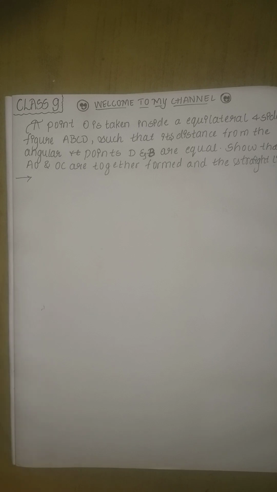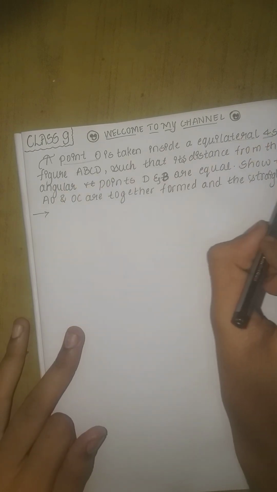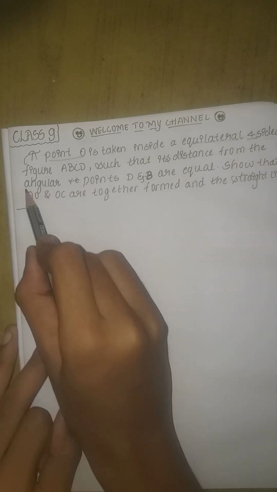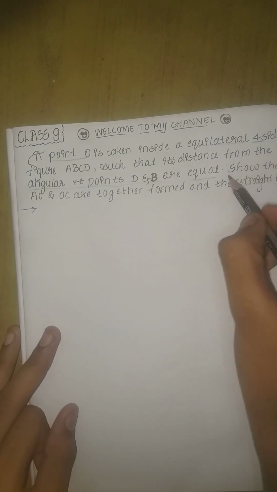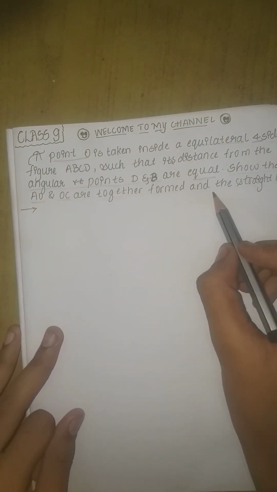This question is from the chapter triangles. So first let's read the question. A point O is taken inside an equilateral four-sided figure ABCD such that its distance from the angular points B and D are equal. Show that AO and CO are together formed and it forms a straight line.